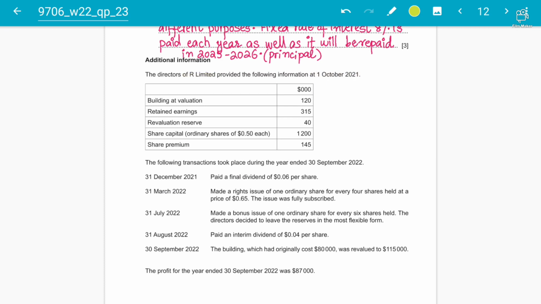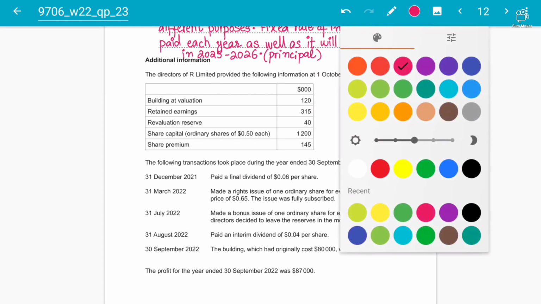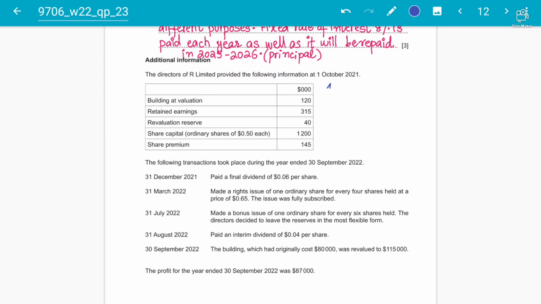Dates are very important in company accounting. The first thing you should judge is that the year starts on October 1st, 2021, and the year will end on September 30th, 2022. That is very important. This is how the year will start and end.